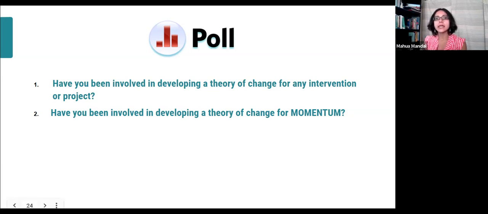So it looks like many people have been involved with developing a theory of change for any type of intervention or project, but most people have not been involved with developing the theory of change for a momentum award. So this is good to know. So many of you know already probably some of the basics around what a theory of change is. We will talk about it relative to an entire project like momentum, and then a little more specifically in terms of monitoring and evaluation, particular components of the project. Okay, thanks. Sammy, next slide.